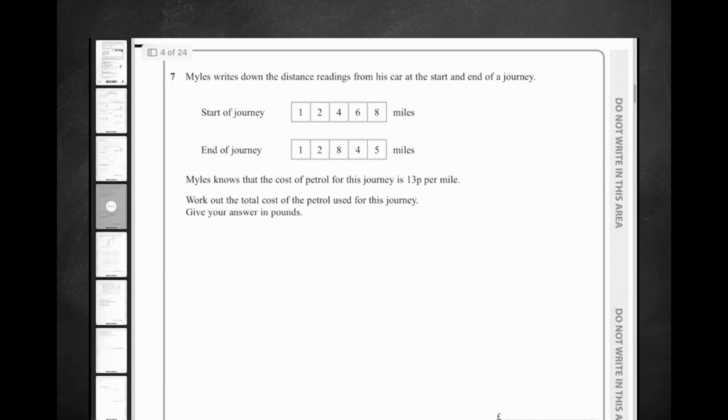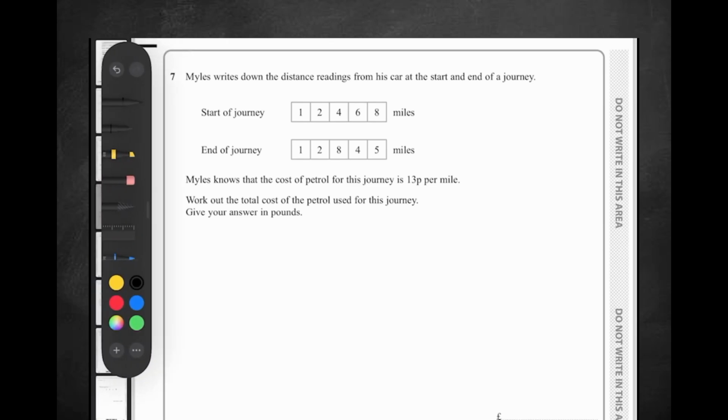Question 7. Miles writes down the distance readings from his car at the start and end of a journey. Miles knows that the cost of petrol for this journey is 13p per mile. Work out the total cost of the petrol used for this journey. Give your answer in pounds.